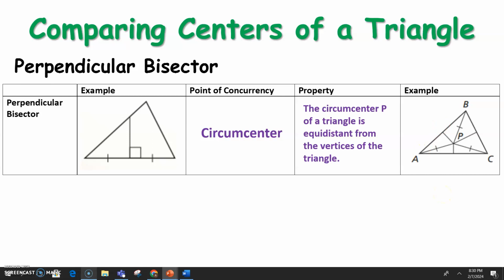Pause the video to get the information down. This will help you tomorrow on our center of gravity task.